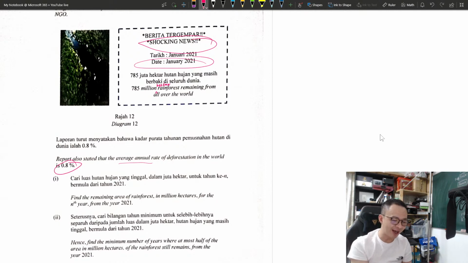So right now, they ask you to find the remaining area of the rainforest in million hectares for the n years from the year 2021. Since the shocking news is 2021, after I read part 1, they want the formula for Tn. Since this has something to do with percentage, because every year the area will decrease 0.8%, then next year will decrease 0.8% again, because of percentage, I will guess this is GP. If this is geometric progression, then to find Tn, the formula will be ar^(n-1).